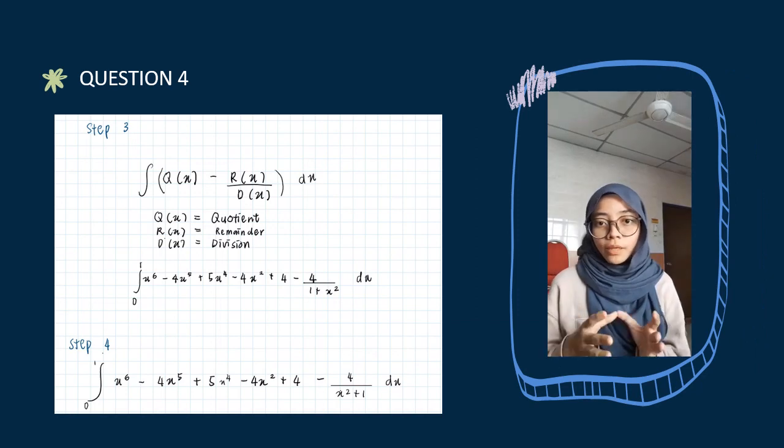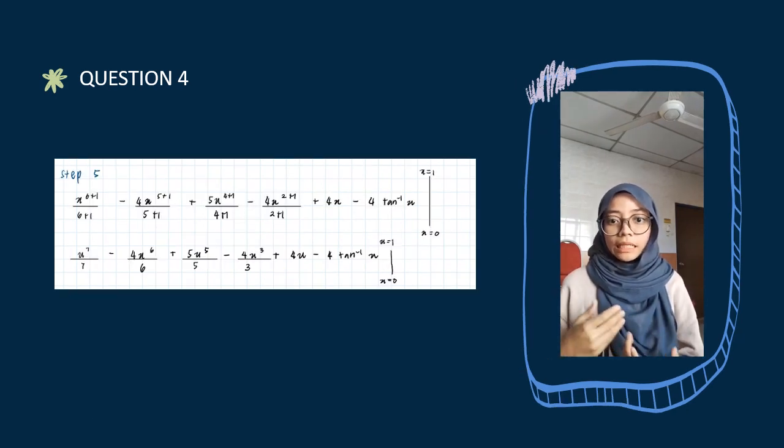Third step, we need to form the equation into q(x) minus r(x) over d(x), where q is equivalent to the quotient, r is equivalent to the remainder, and d is equivalent to the divisor. With the equation, we integrate, which is 1 and 2.